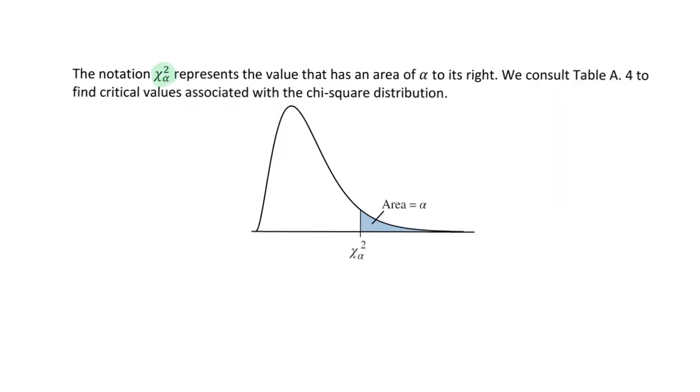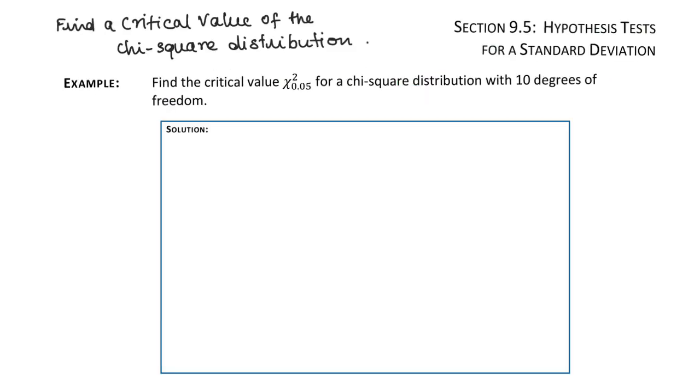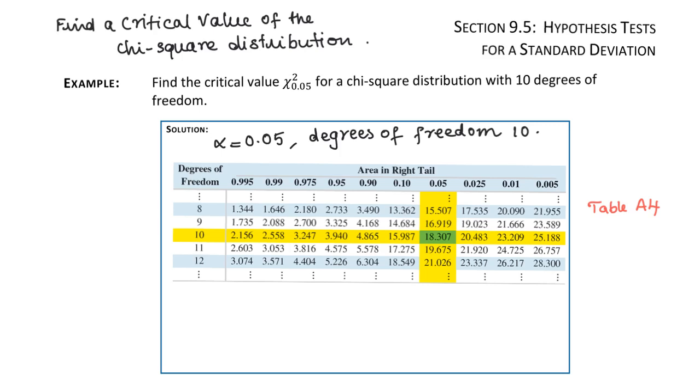The notation chi-square alpha represents the value that has an area alpha to its right. We use Table A4 to find the critical values associated with the chi-square distribution. Objective 1 is to find the critical value of a chi-square distribution. Find the critical value of chi-square, where alpha is 0.05 and degrees of freedom is 10. We consult Table A4. The critical value is located at the intersection of the row corresponding to 10 degrees of freedom and the column corresponding to alpha equal to 0.05.